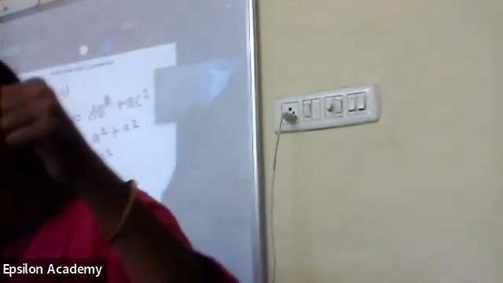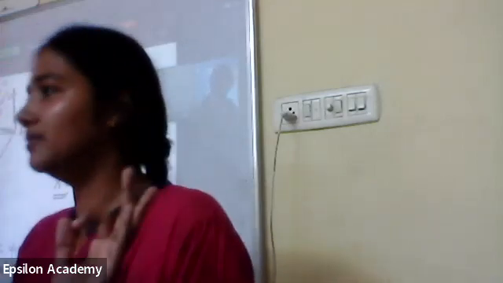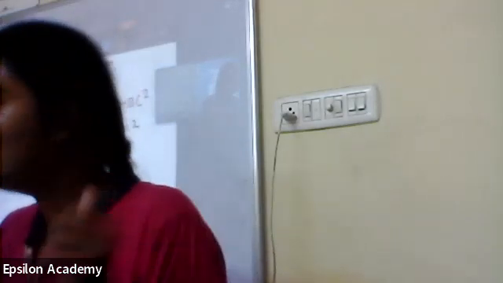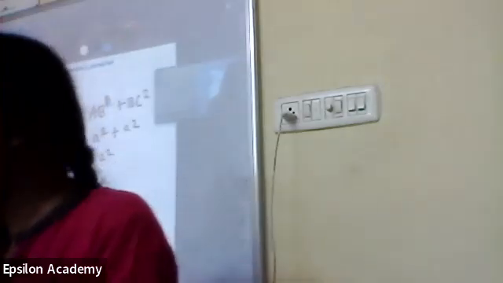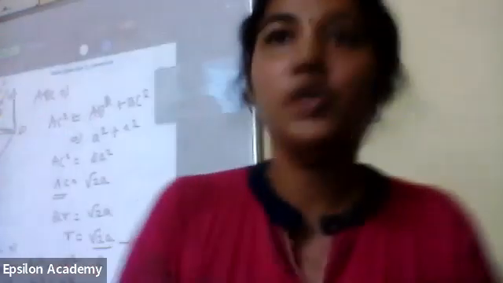For tetrahedral void, 0.2. That should be complete. That's it. Clear? Now we shall go on to the next topic.